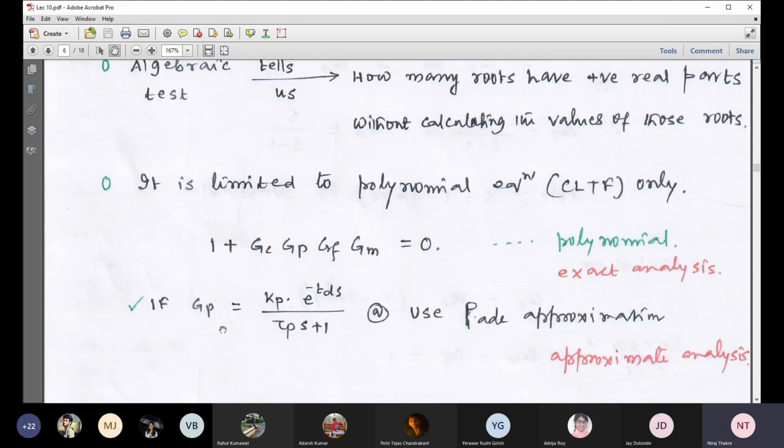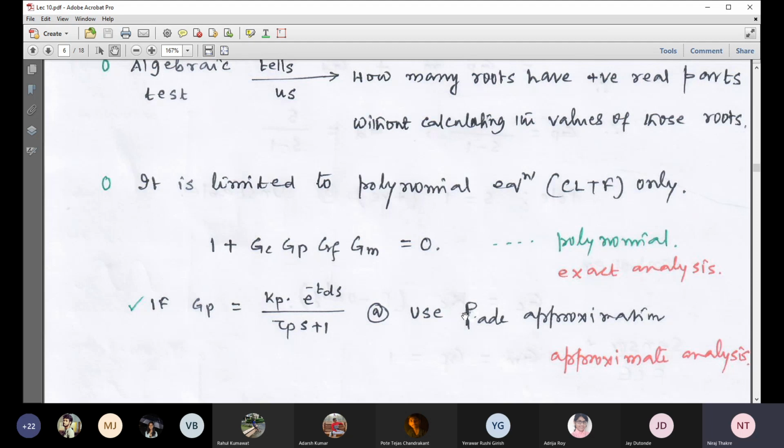But suppose we have a transfer function of an open loop process this way, a first order plus dead time system. Now, if we want to get the polynomial equation, in that case we need to consider the Pade approximation for this exponential term. Only then can we get the polynomial, but definitely that is an approximate polynomial. I repeat, suppose we have an open loop process that is first order plus dead time.